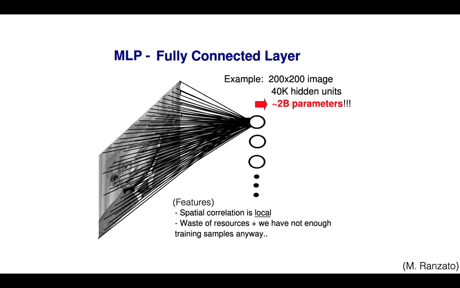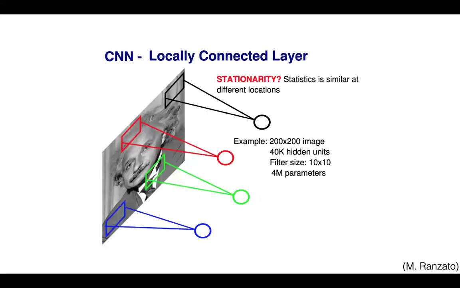And then came the introduction of convolutional neural networks. The idea is that instead of having this fully connected layer, we are going to have a locally connected layer because we are looking for features in the image, and taking notice that the statistics of different parts of the image for the same feature should be the same. So we are thinking about a stationary process that has translation invariance.